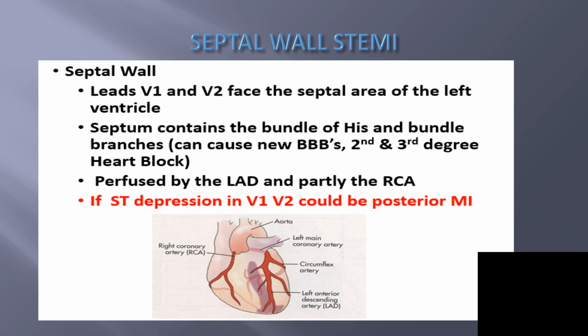Another type of STEMI is a septal wall STEMI. This includes basically the leads V1 and V2 that face the septal area of the left ventricle. The septum contains the bundle of His and the bundle branches. This can cause new bundle branch blocks, second and third degree heart blocks. It is usually perfused by the LAD and partly the right coronary artery. If ST depression is in V1 and 2, remember this could also be a posterior MI.